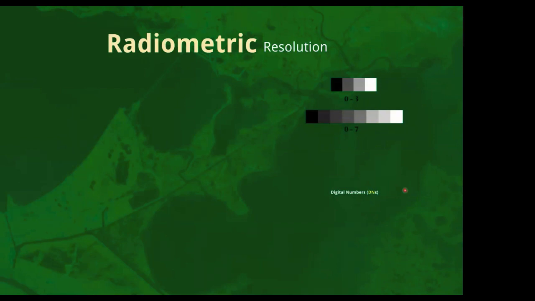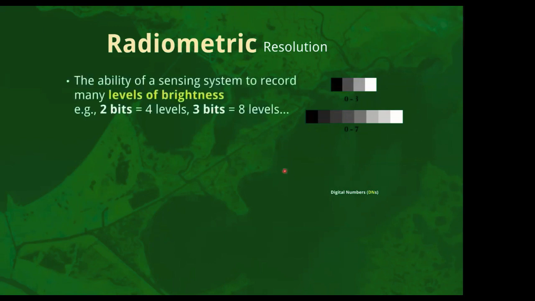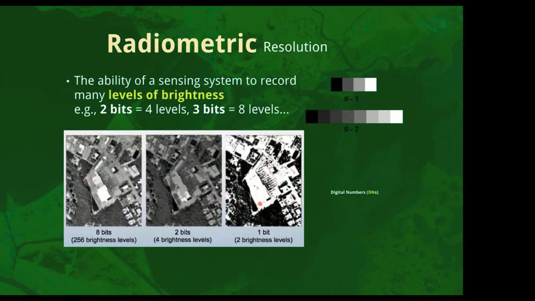So radiometric resolution basically refers to the different levels of brightness that an image or a sensor can record data in. Here, for example, between the two examples, we can see the bottom example, from 0 to 7, can record a higher level of brightness values. So when it comes to the image, just look at the example here. Radiometric resolution basically defines the level of brightness a sensor can record data.